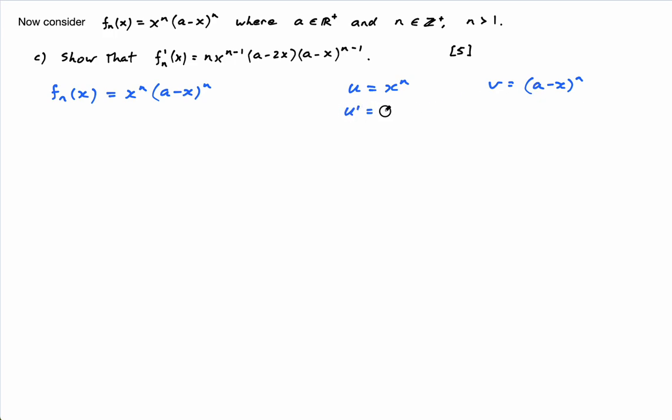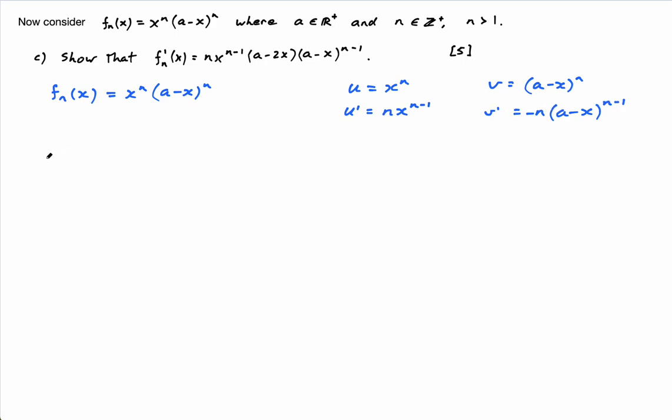U dash is equal to n x to the n minus 1. V dash is n times a minus x to the n minus 1, and be careful, it's times -1 because of this. It's chain rule. I have to times by the derivative of what's inside the bracket, which is -1. So it's just minus this.